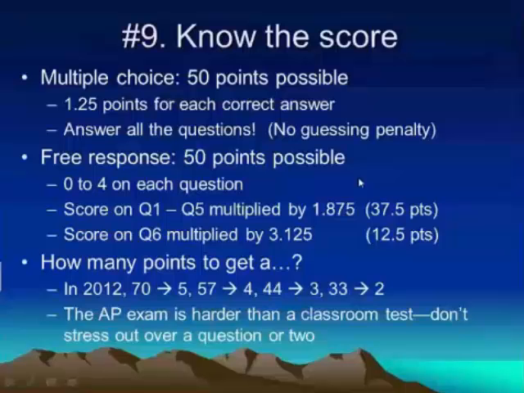There's a lot of room for missing questions here and there and still getting a really high score on the AP exam. So don't stress out. Know that in a typical year, 70 or 75 is going to get you a 5. 40, 45 points out of 100 is going to get you a 3. Knowing that, hopefully, will relieve some anxiety for students while they're taking the test.